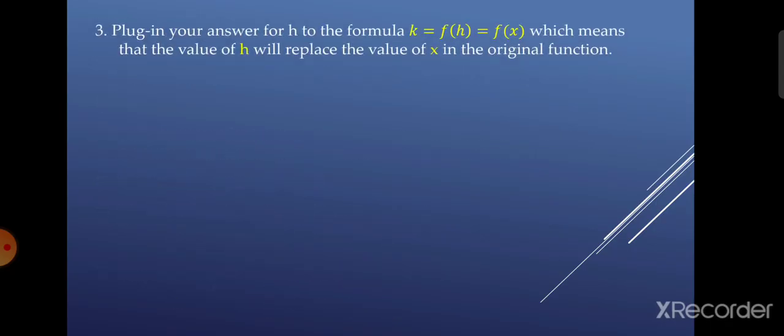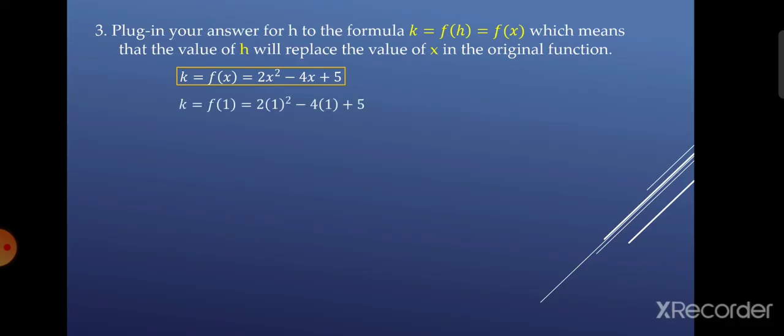Third, plug in your answer for h into the formula k equals f of h. The f of h is just like f of x, which means that the value of h will replace the value of x in the original function, the equation itself. So the given function is f of x equals 2x squared minus 4x plus 5, the original.